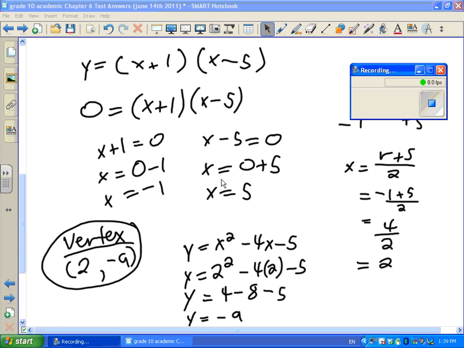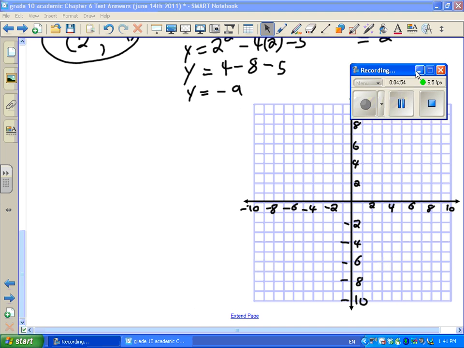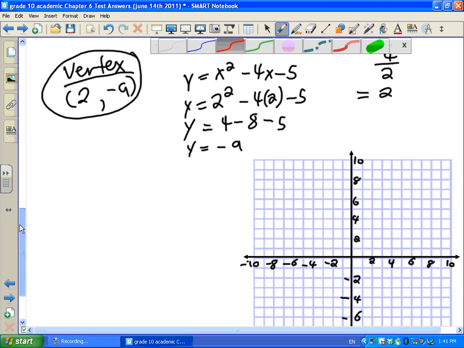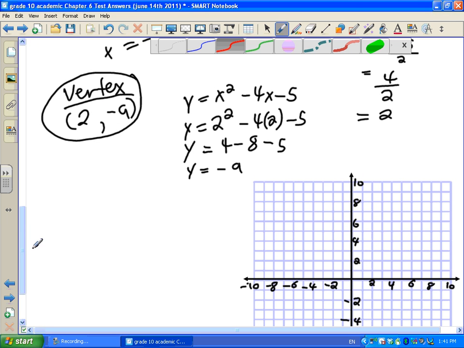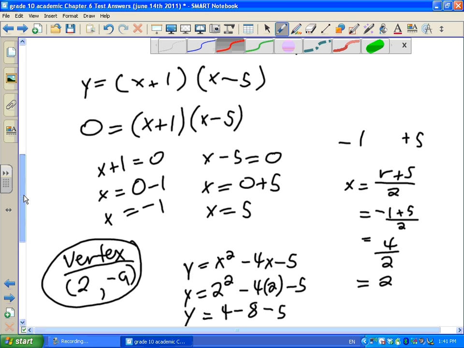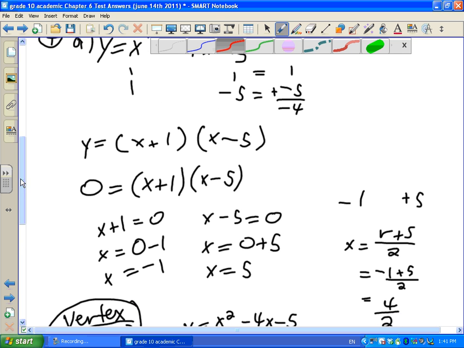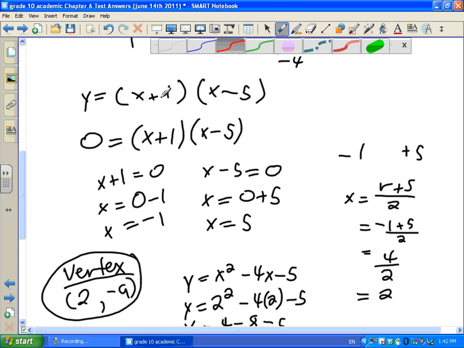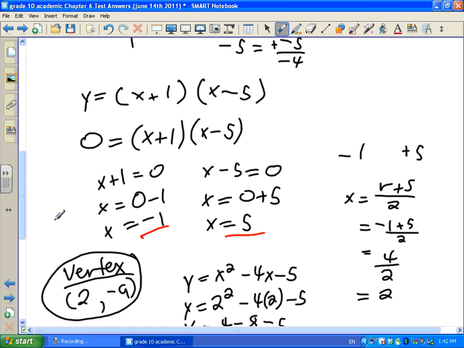Okay, so go to the red marker. We're going to plot our two x-intercepts. Scroll up so we can see what they were. Negative 1, and the other one's at 5. So we're going to scroll down, underline that. X equals negative 1. Like that. And x equals 5.